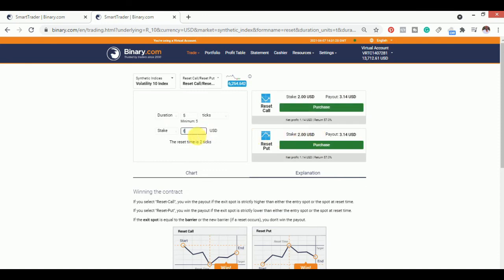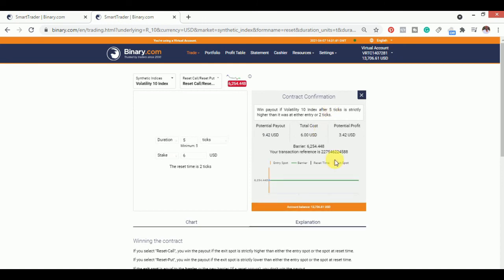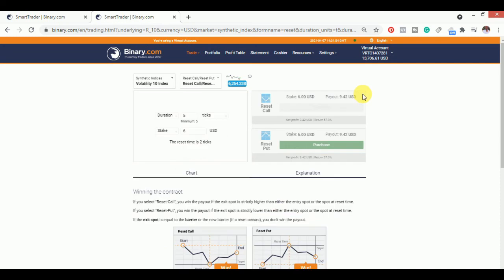So in most cases, what I might probably do here is just change the amount to get back my two and the other two that cost and the profit. I might just switch the amount to 6 or something and get back this profit of about $3.42. All right, so that was a reset call. It doesn't work.